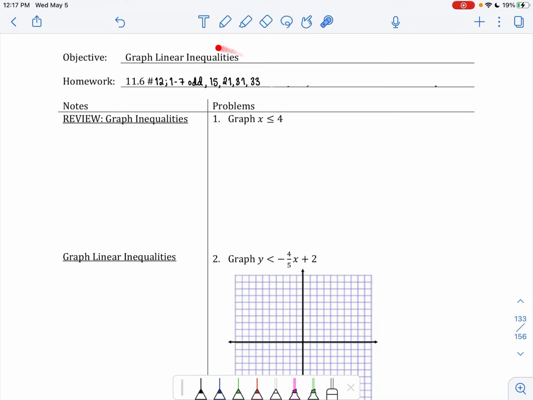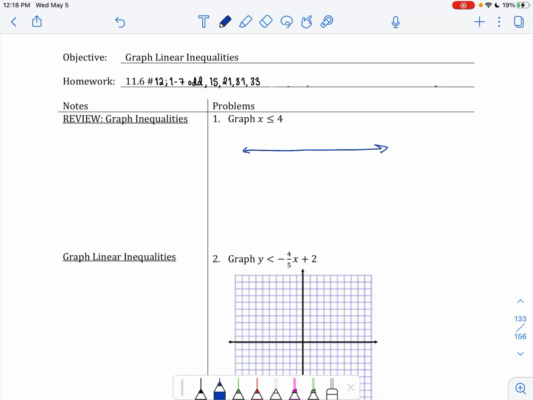So we're going to talk about graphing linear inequalities, and we're going to start by just reminding ourselves how to graph basic inequalities. So for number one, it says graph x is less than or equal to 4. So with graphing up till now, we've just been using the number line. We're going to use the coordinate plane for the new ideas in this unit.